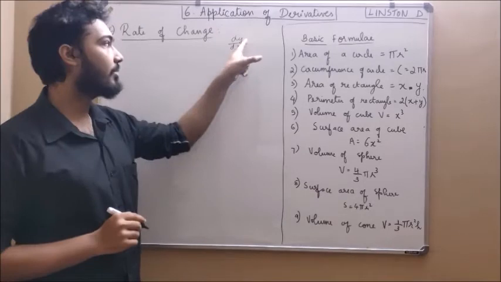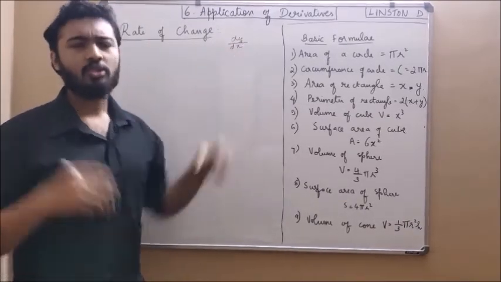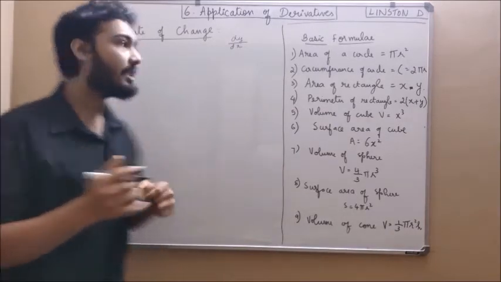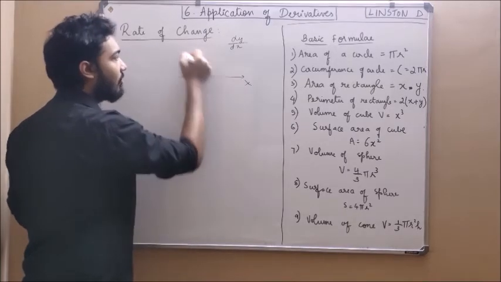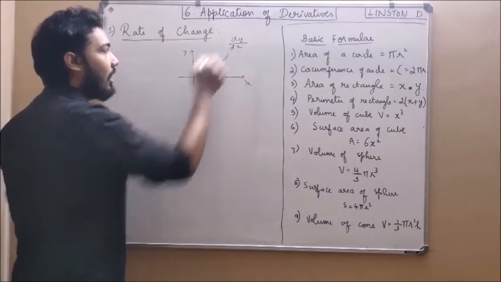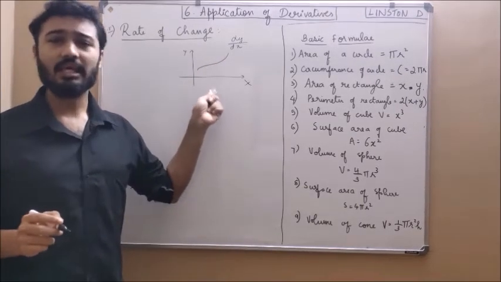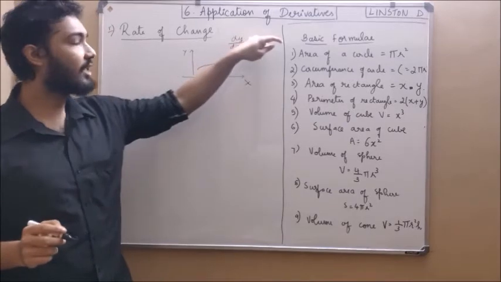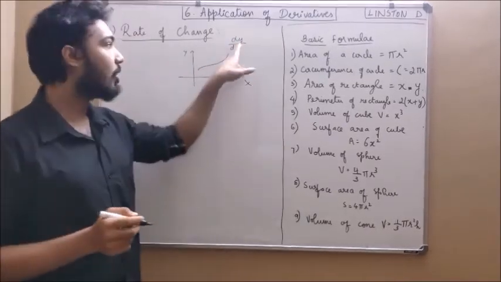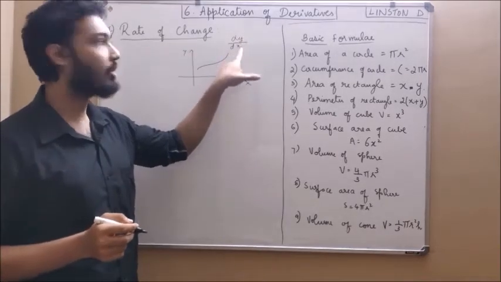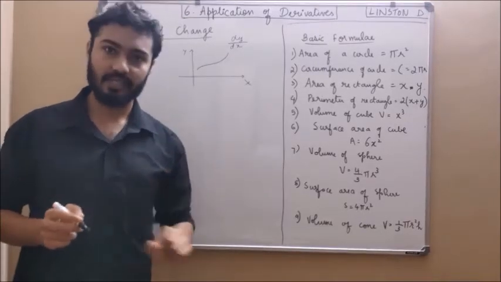The rate of change of y with respect to x. So what is the meaning of that? We have learned, this is the x-axis, this is the y-axis. How the function y changes with respect to x. So derivative is nothing but rate of change of y with respect to x. So this is the meaning of rate of change. How the top function y changes with respect to the bottom function x. This is what we get by using the derivative.